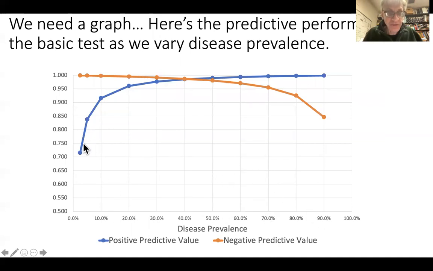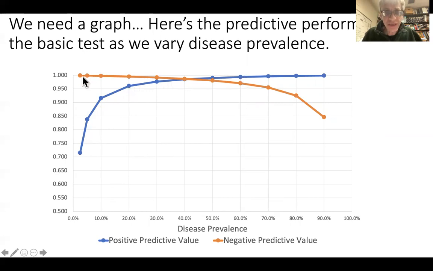So if we look at the positive predictive value, that's the blue thing. You see at really low rates, like 1%, the PPV actually drops to like 70%. And then it pretty rapidly comes up. By the time you get to 10% prevalence, it's over 90% PPV. And then it sort of asymptotes out towards 100%.